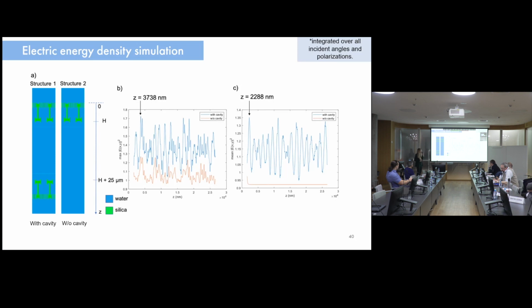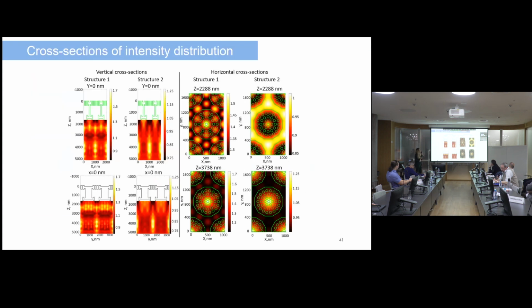So this exponential decay of the electric energy distribution can suggest that such a structure, when we don't have a cavity, is actually a very weak waveguide. And here you can see what happens if we just take vertical cross sections of these distributions as well as horizontal cross sections at these specific z coordinates. So we again observe this interference pattern in all these cases.